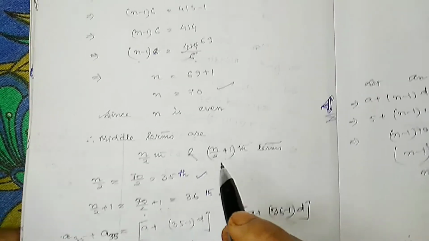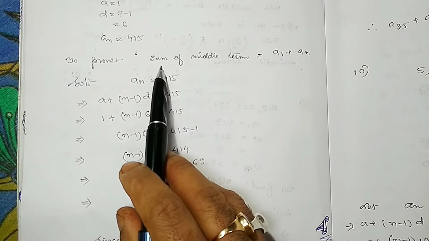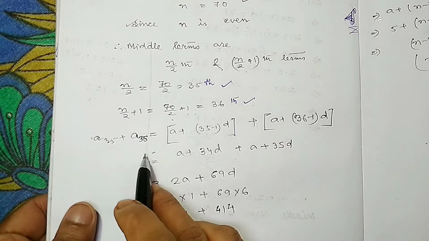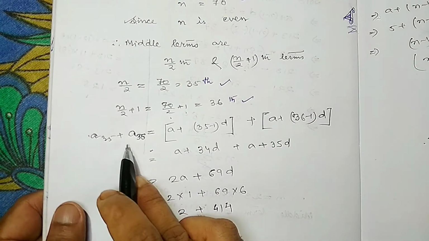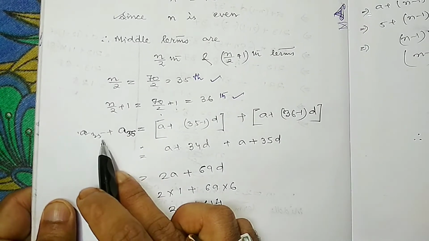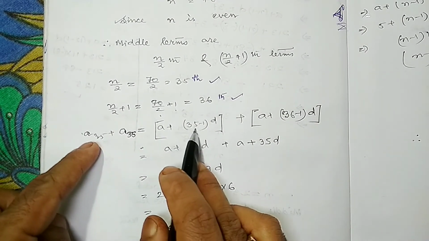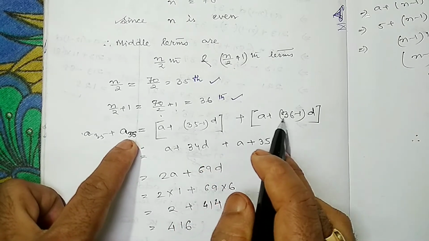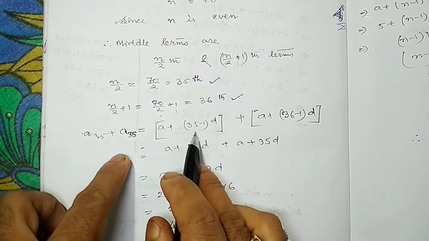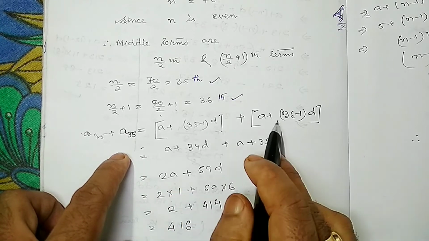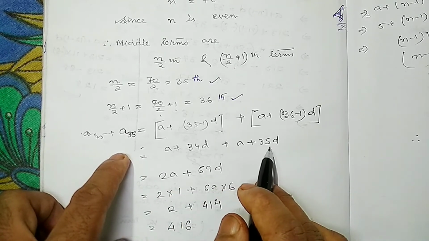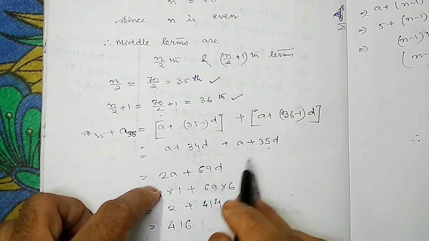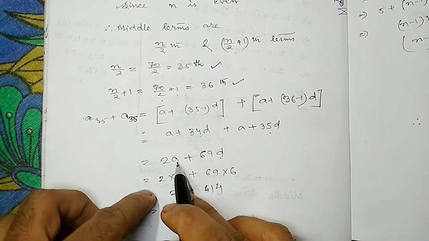Now, as in the question it is given, we have to find the sum of middle terms. So, we will calculate the sum of middle terms, that is A35 plus A36. A35, formula A plus n minus 1 into D, plus for A36, A plus n minus 1 into D. From here, A plus 34D. From here, A plus 35D. A plus A, twice A, plus this, we got 69D.